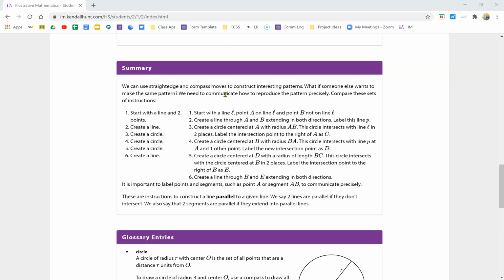What if someone else wants to make the same pattern? We need to communicate how to reproduce these patterns precisely. For example, if you look at the left-hand directions, this is a set of directions, but it doesn't have precise language. It's not very specific. The right-hand set of directions gives you precise directions.